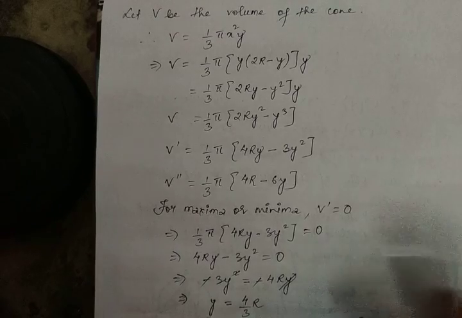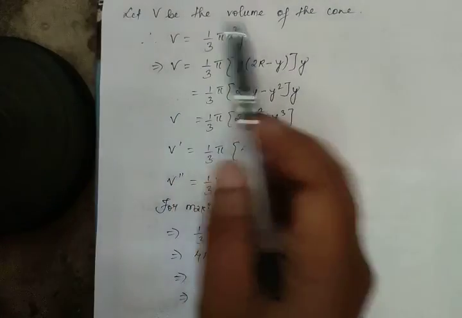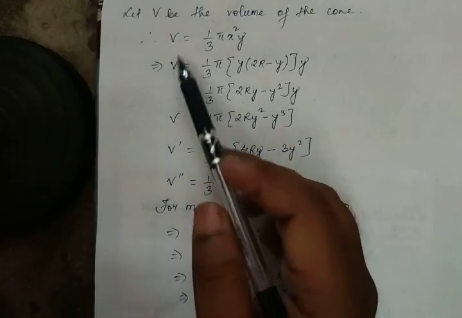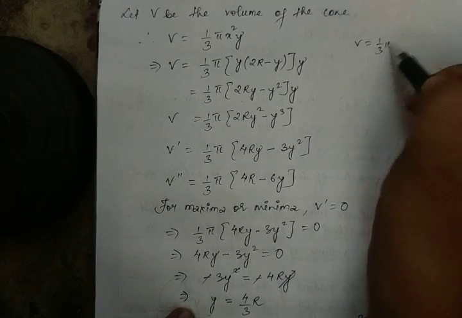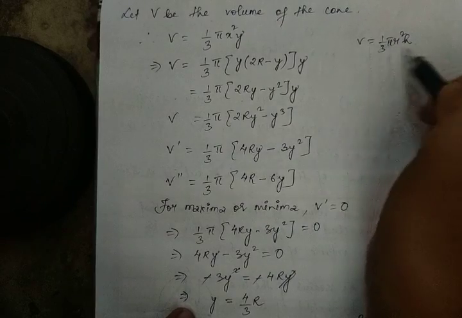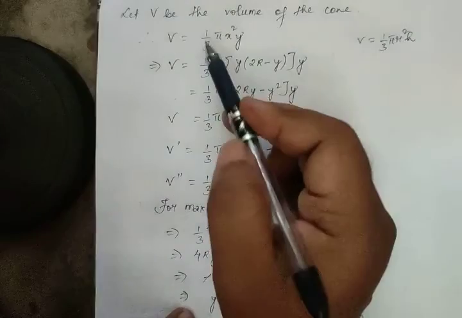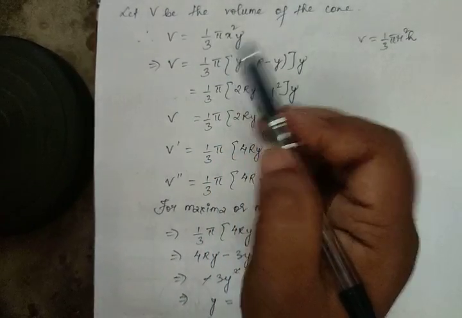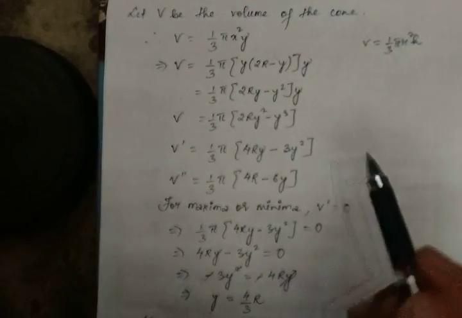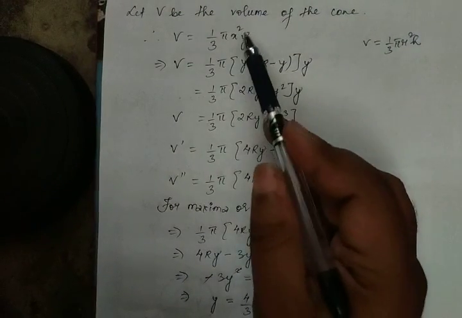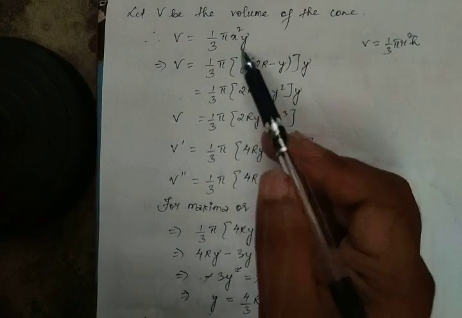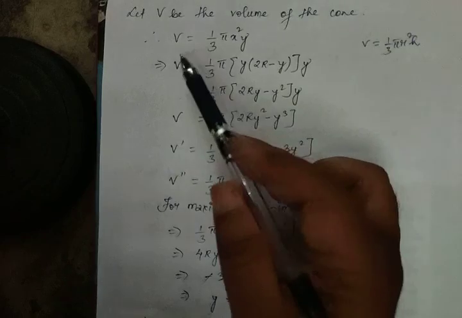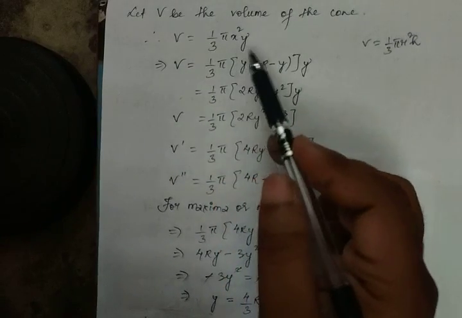Now let us find the volume of the cone. Let V be the volume of the cone. What is the formula for volume of cone? You have to know the formula. V equal to 1 by 3 pi R square H. So here I have written 1 by 3 pi R square, where R is the radius of the cone, which I have considered X, so it will be X square, and the height of the cone I have considered Y, so in place of H I am writing Y. So volume of the cone V equals 1 by 3 pi X square Y.